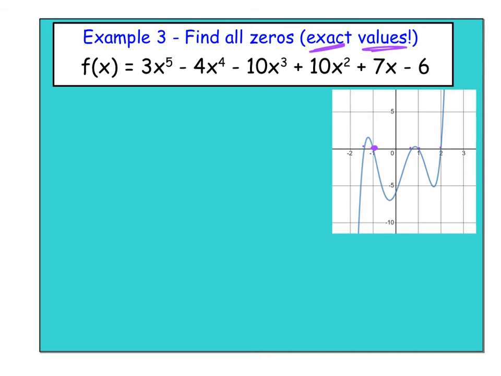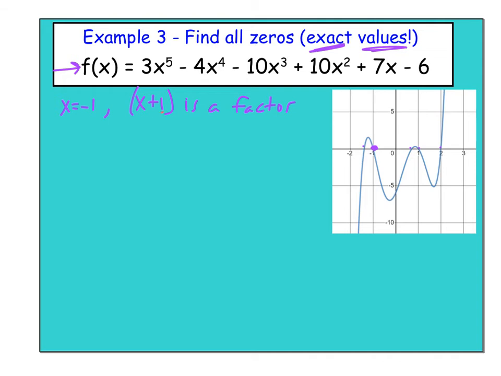and say, if -1 is a 0, that means that x plus 1 is a factor, and so we can divide f of x by x plus 1 to get some other factors, right? So let's divide f of x by x plus 1, and let's do it synthetically.